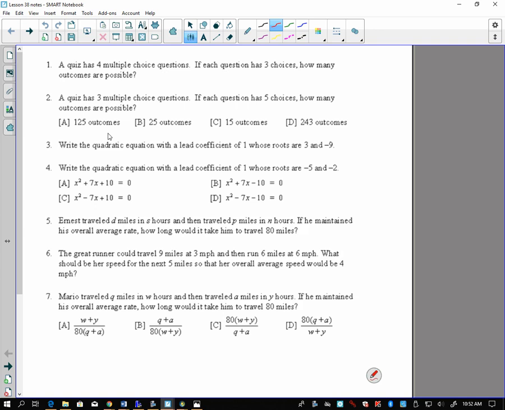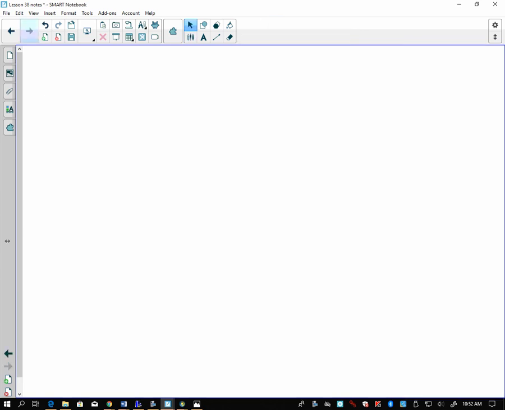You learned about the fundamental counting principle in Algebra 2, so that's why I say this is a review. A quiz has 4 possible questions. If each question has 3 choices, how many outcomes are possible? So we look at something like this, where we ask ourselves, well, how many questions are there? 4 questions. Here's question 1, here's question 2, here's question 3, here's question 4. How many outcomes are possible for each question?